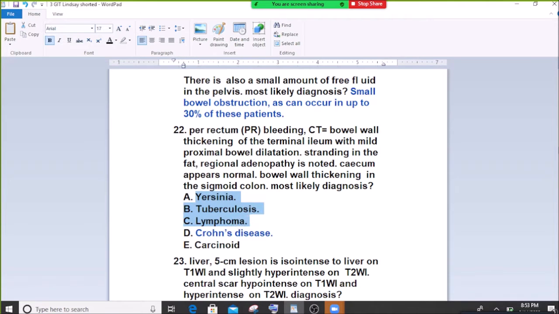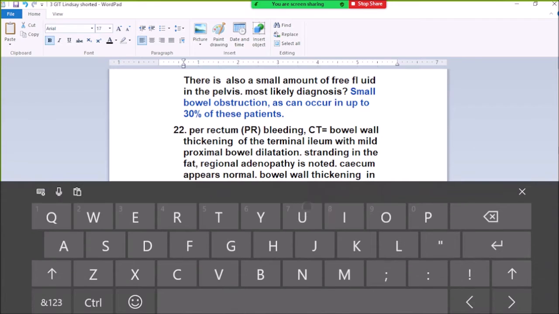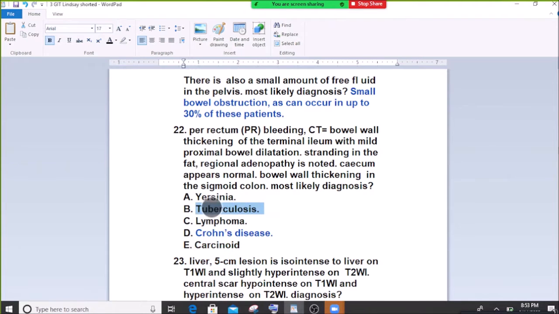None of these make sense. Ischemic colitis is hypervascular, lymphoma does not show small bowel thickening, and tuberculosis shows calcification and Yersinia other findings. Being per rectum, the CT scan shows skip lesions: bowel wall thickening in the terminal ileum with proximal bowel dilatation, stranding of fat, then the cecum, and again bowel wall thickening in the sigmoid colon. So these are skip lesions and seen in Crohn's disease.